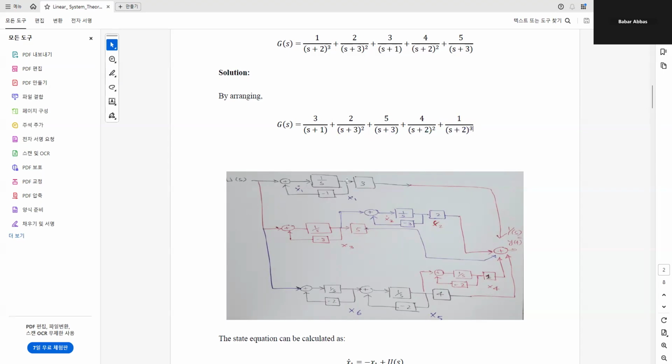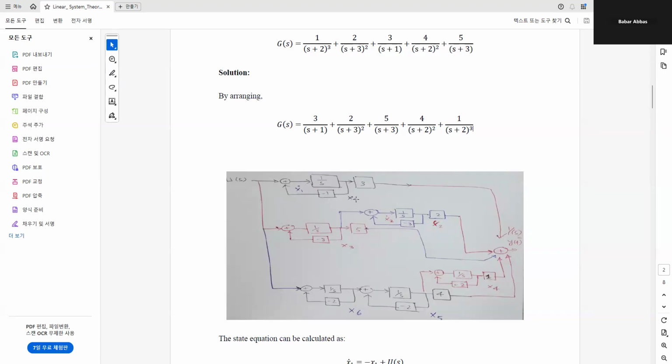So this is block number 1. This is block number 2 for the 2 poles of multiplicity, and we have block number 3 in which we have 3 poles of multiplicity. Here this is the input and this is the output of this system. So these are the loops. Similarly, here we have 2 loops in this block, and we have 3 loops in this block.